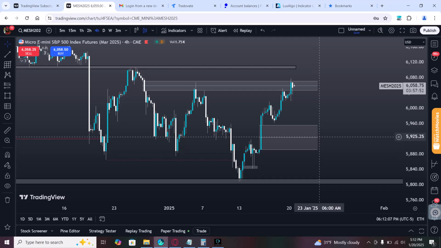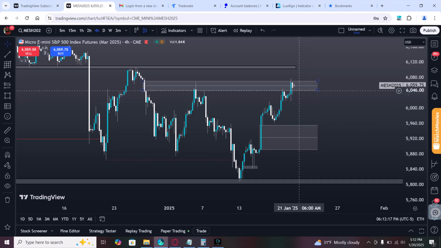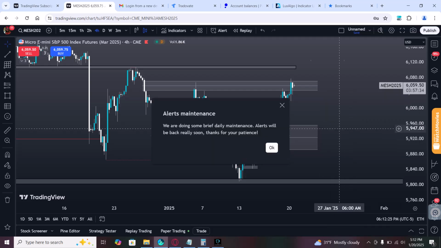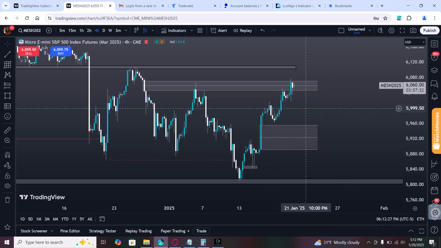I ain't gonna say most of the time. Sometimes it'll fill it 100%. Most of the time it'll reject, right here or off the 50% threshold of that imbalance. But right now I'm waiting for price to break 60. I would say 4675. Let me add an alert. Oh, we're doing maintenance. That's great.